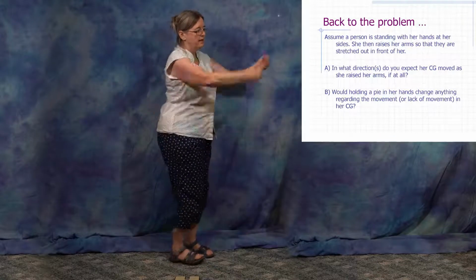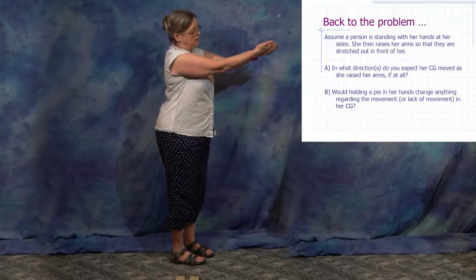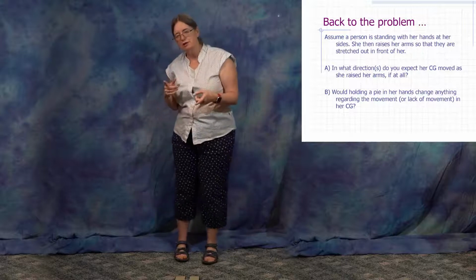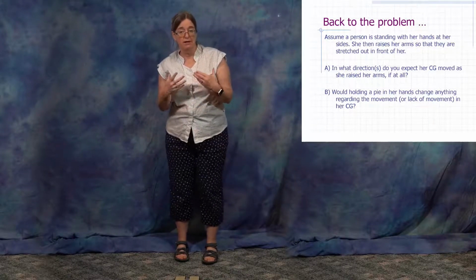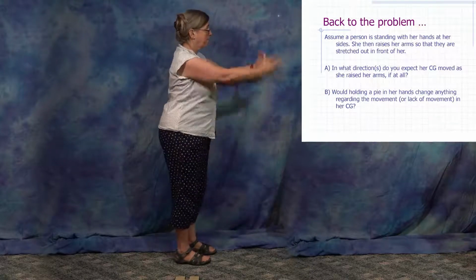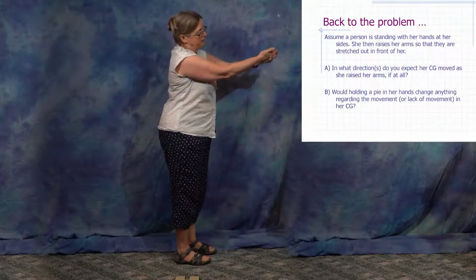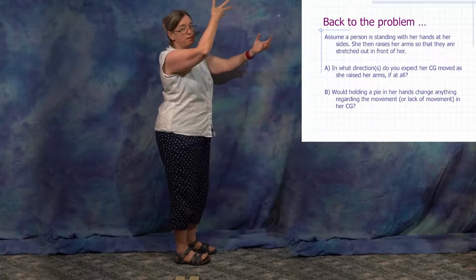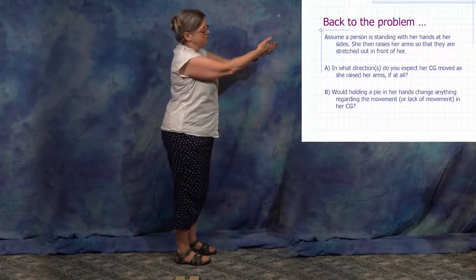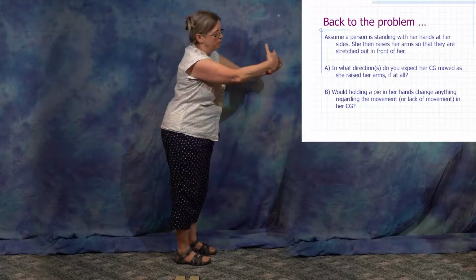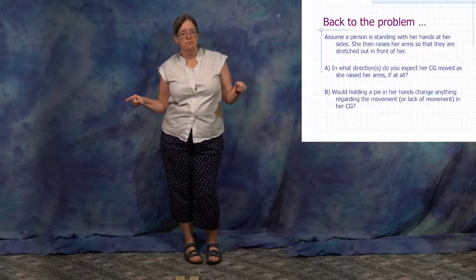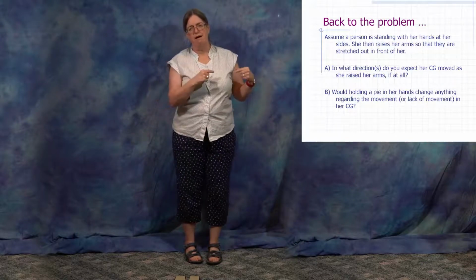And if you put a pie in the hand, what is it going to do to the person? Well, that's an interesting question. And I'm sure many of you might think, okay, if I put a pie in the hand, it's going to move the center of gravity up even higher because it's still below the arms, and it's going to move it out even further. That is true if you change the system, if you now include the pie into the system.